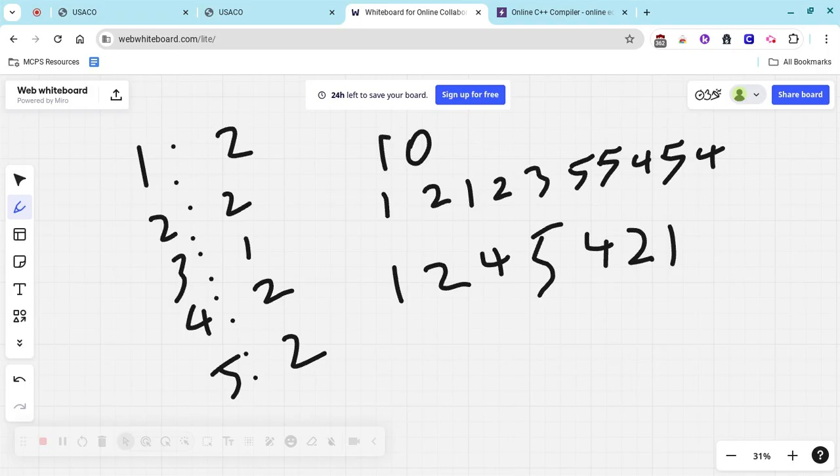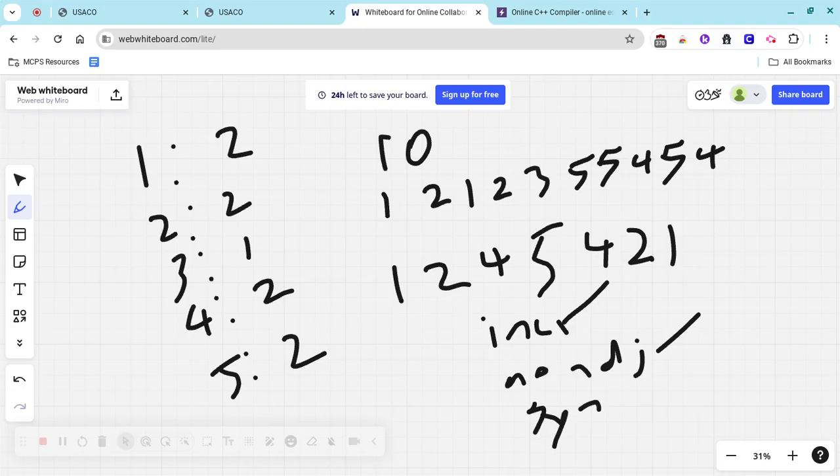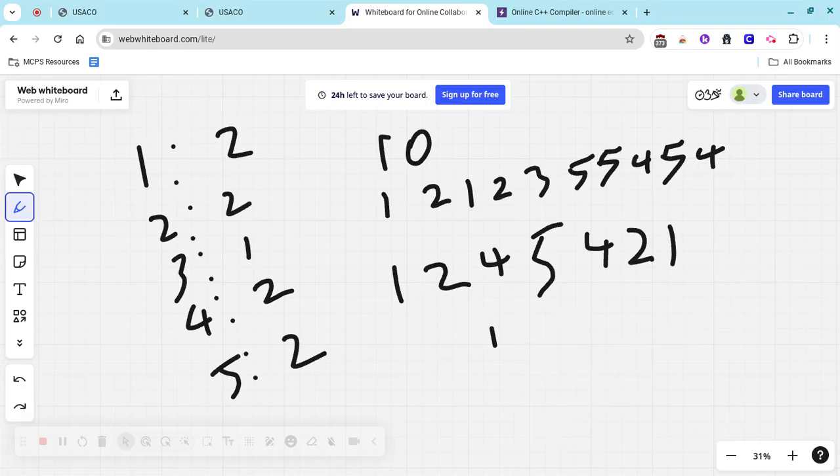So this would be the maximum, and we get 1, 2, 4, 5, 4, 2, 1. That satisfies all the conditions. Increasing and decreasing, that's a check. No adjacent cows the same next to each other, that's a check. And symmetric, that's also a check. So that's the answer. Your answer would be a length of 1, 2, 3, 4, 5, 6, 7. It would be a length of 7.